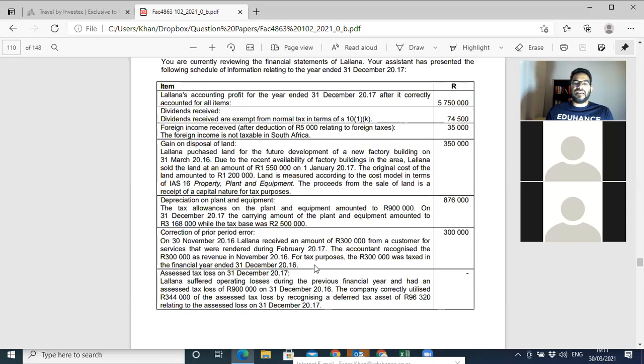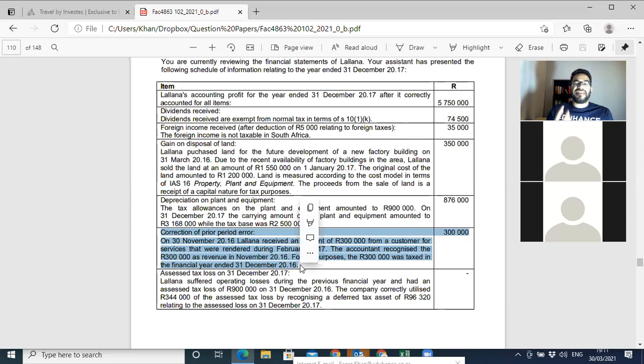So why is this? Remember, that is what he should have done. You can't recognize revenue in 2016. Why? Because the service is only rendered in 2017. But we'll explain this further when we deal with that issue. All you need to know is that from an accounting perspective, we should only be taxed in 2017. However, SARS is taxing you in 2016.